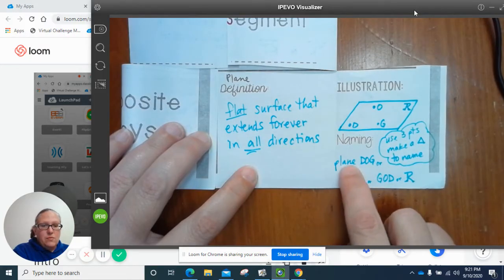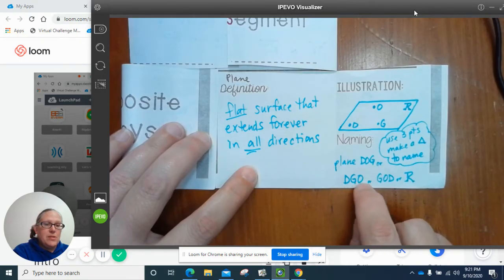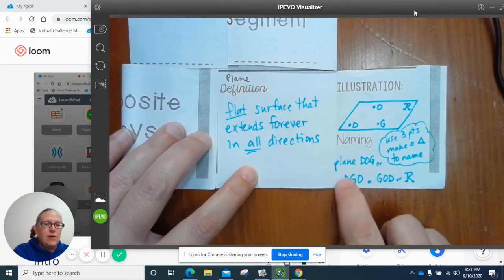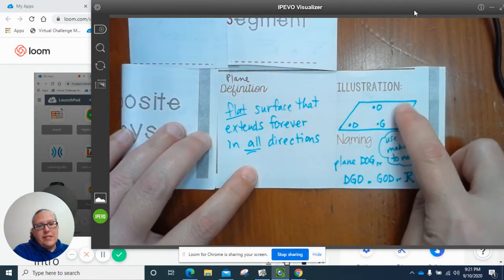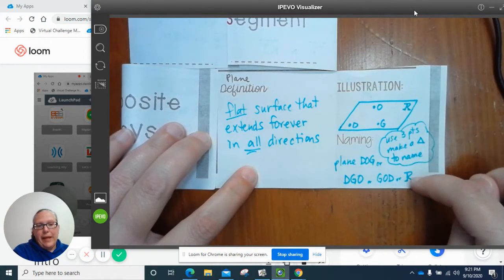And again, you can write out the word if you want, or you can just write the 3 letters. If you see 3 capital letters like this without commas or anything between them, this all together represents one plane. Every now and then you might see a single letter up in the corner. It's not going to have a dot next to it, no point next to it. It's kind of in italics or fancy lettering. You can use that to name the whole plane as well. It's kind of a shortcut, plane R.